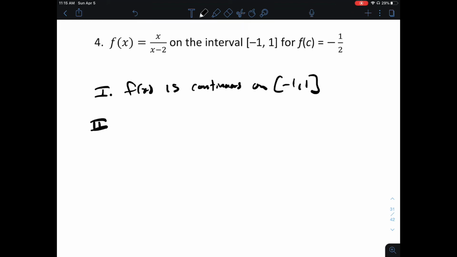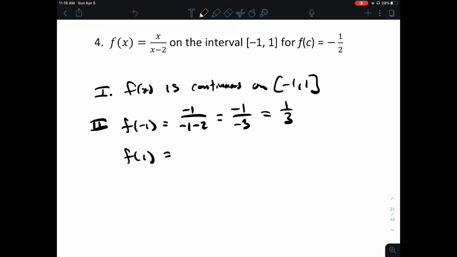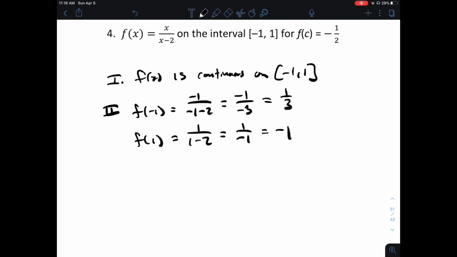2. Is this y value of negative 1/2 between the y values you would get if you plug these numbers into this? I don't know. So let's figure it out. We're not allowed to use a calculator. There's no calculator symbol. So we have negative 1 over negative 1 minus 2. That's negative 1 over negative 3. That is a positive 1/3. If we put a 1 in for this, we're going to get 1 over 1 minus 2. That's 1 over negative 1, which is negative 1. Is negative 1/2 between a positive 1/3 and a negative 1? It sure is.